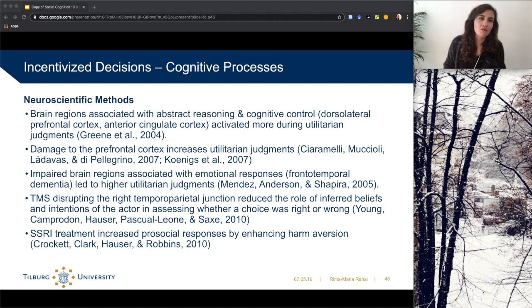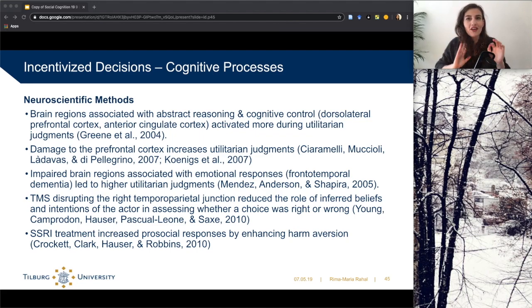For instance, there's some research that brain regions associated with abstract reasoning and cognitive control are activated more during utilitarian judgments, so the judgment that you would rather, in our trolley dilemma, maximize the number of survivors rather than not harm anyone actively by redirecting the train. There's also some evidence that damage to the prefrontal cortex increases utilitarian judgments, and again, this is an area that has to do with reasoning. Impaired brain regions associated with emotional responses, however, also lead to higher utilitarian responses.